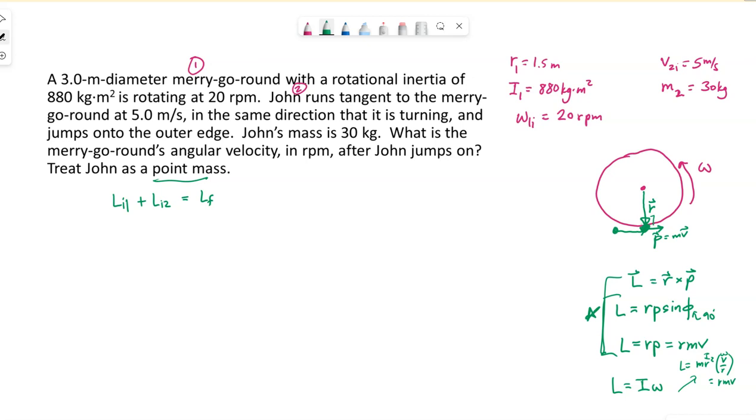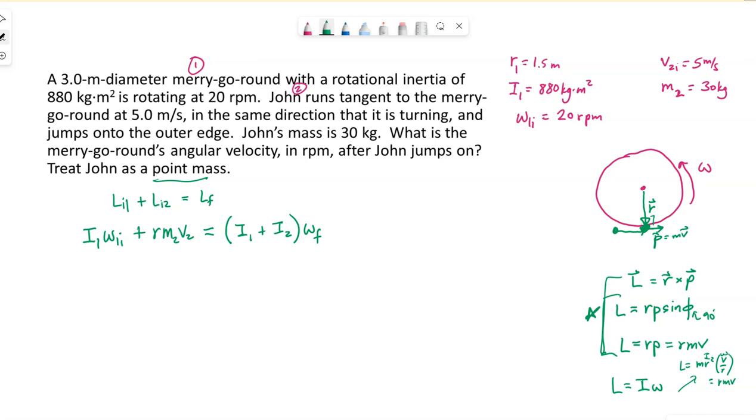All right, so object 1 is the merry-go-round. Object 2 is John. So over here in my equation, I can say I1 omega 1 initial plus R M2 V2 for John. That still needs to be angular momentum finally, since they are both rotating together finally. I can factor out the omega final, and that gives me I1 plus I2 times omega final.